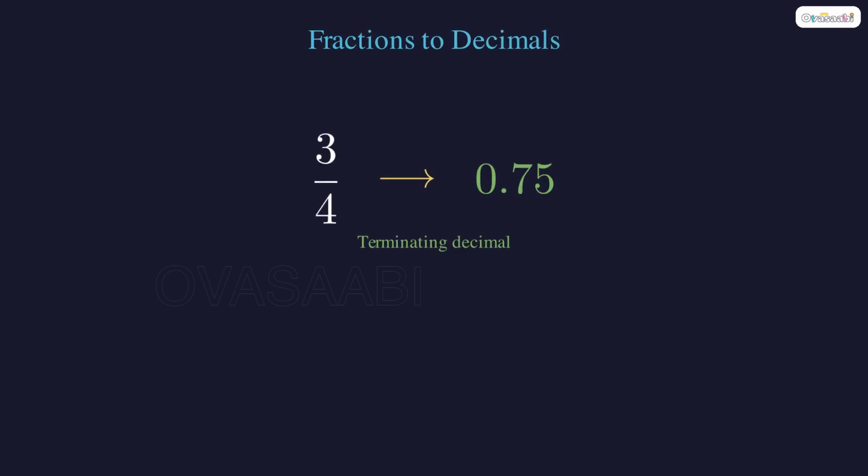To change a fraction to a decimal, divide top by bottom. 3/4 gives 0.75, a clean ending. But 1/3 gives 0.333 forever. That's recurring.